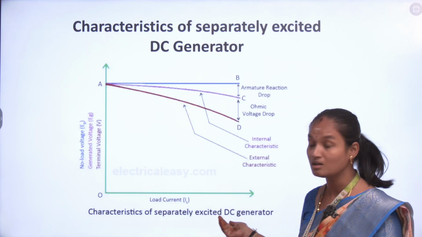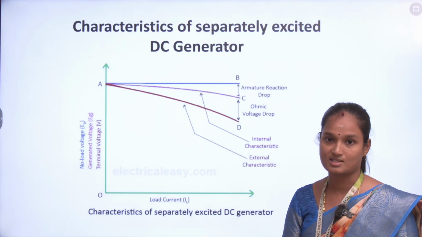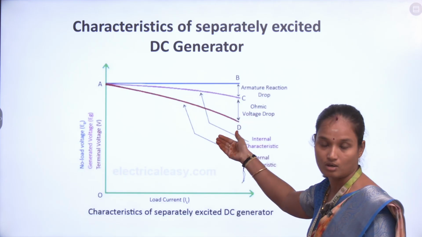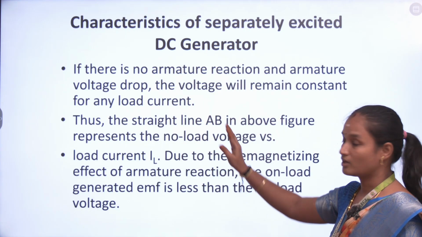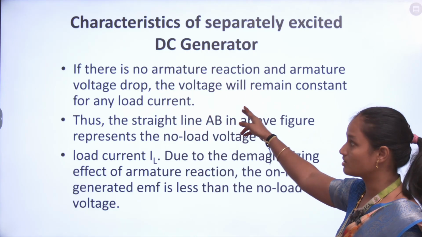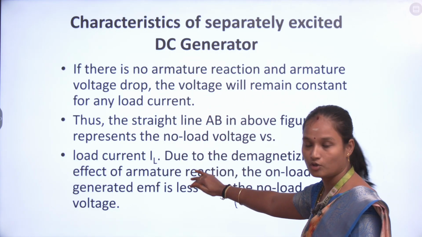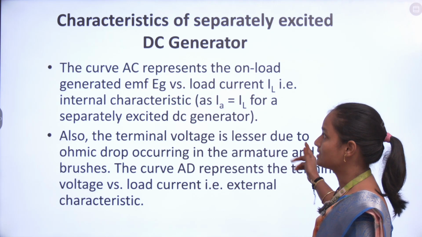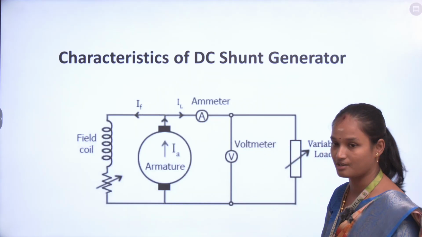Before that, we don't have any losses in the internal characteristics, therefore it stays in the saturation region. But here we have connected the load, so obviously we will have some losses, called armature reaction drop and voltage drop. So automatically the graph shows a decrease. If there is no armature reaction, the current will be constant. But if you have these kinds of drops, it is going to decrease. So these are the characteristics of this generator.